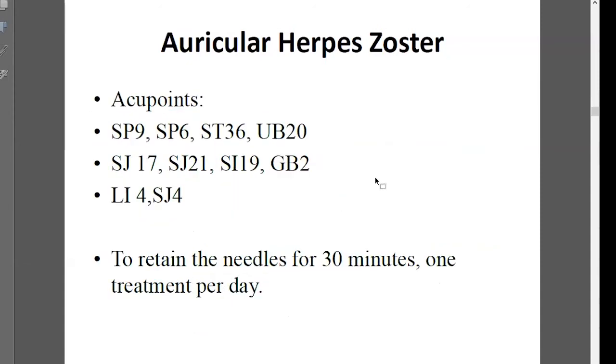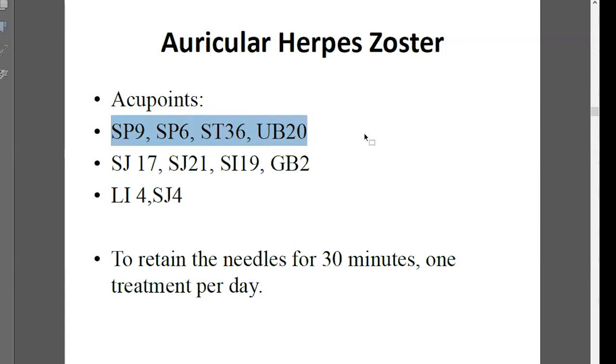So that's the points. We still keep the same local points and distal points. And the first line here is especially for the pattern points.